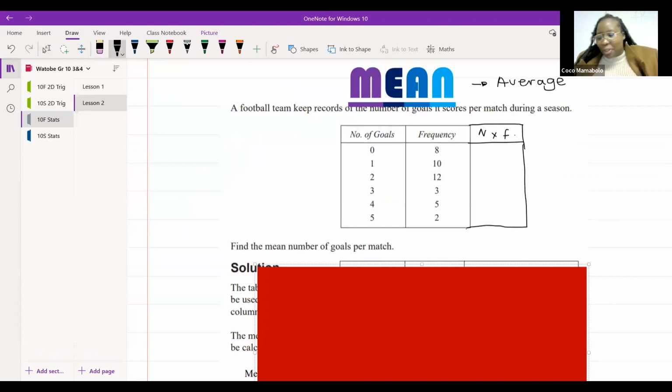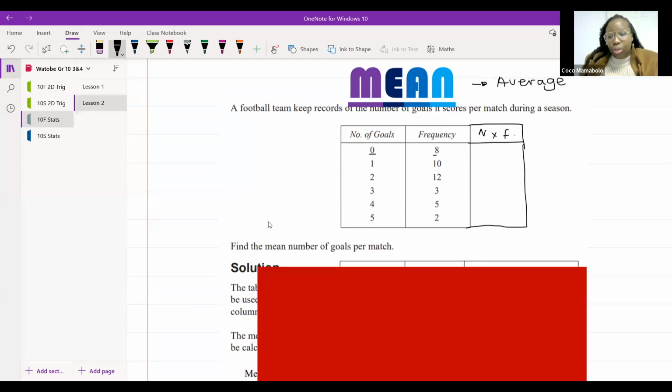As I was saying, we're going to multiply each of these together, and they're going to give us a frequency. So if we scored 0 goals in 8 games, how many goals did we score altogether? Yes, NK?